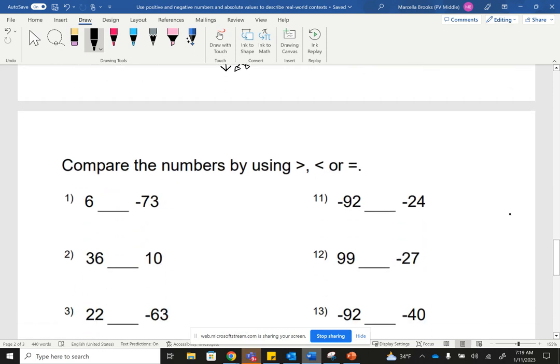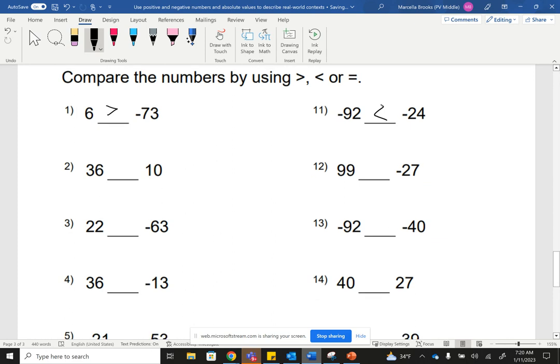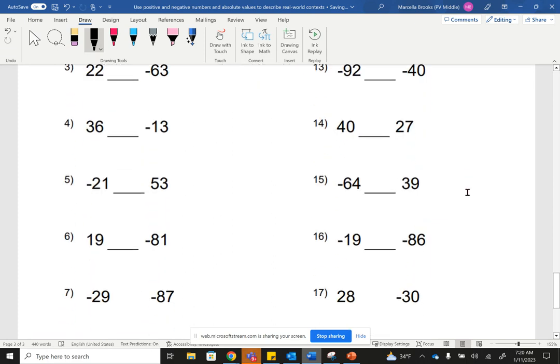And then this is just practice comparing positive and negative numbers. Okay? So if you see a positive and a negative, like number 1, it says 6 and negative 73. We know that a positive versus a negative, the positive number is always bigger. Okay? Now, looking at number 11, it says negative 92 and negative 24. With negative numbers, the closer it is to 0, the bigger it is. So actually, in this one, negative 92 is less than negative 24. Okay? So good luck. Try the rest of these on your own.